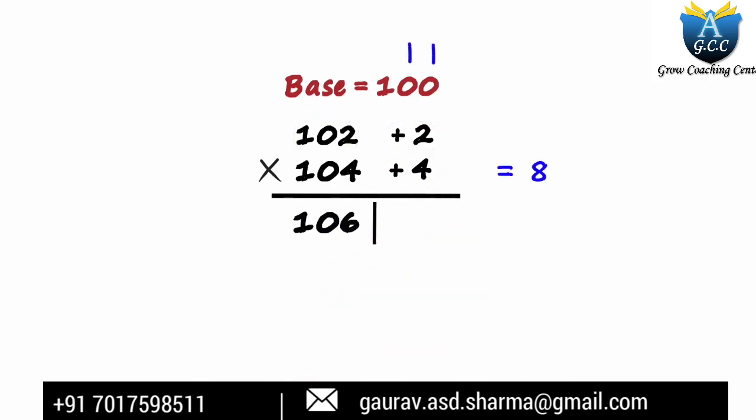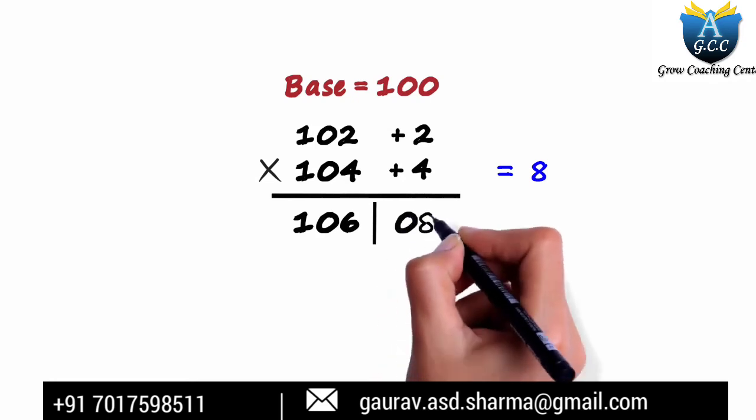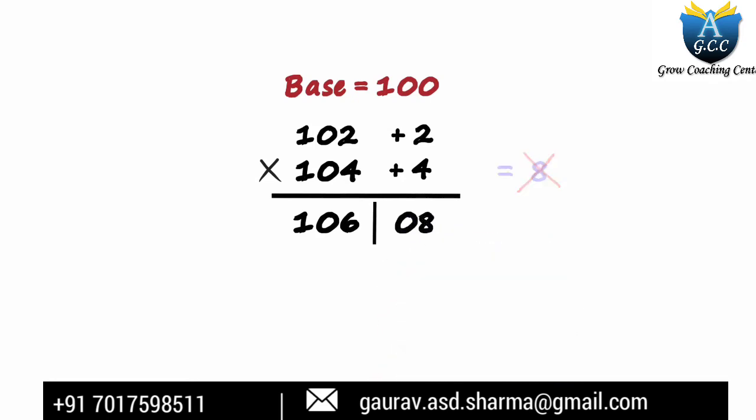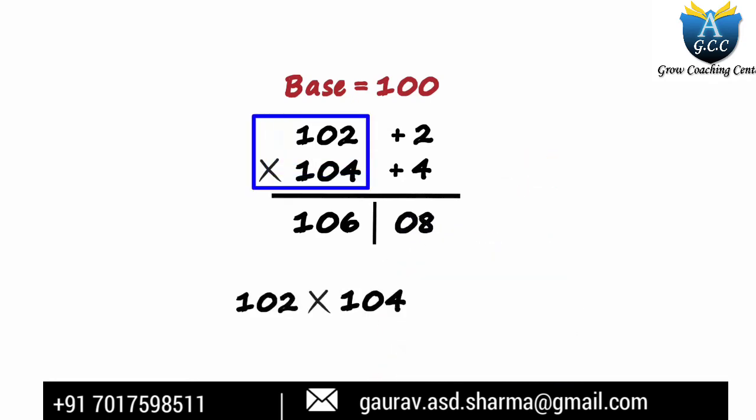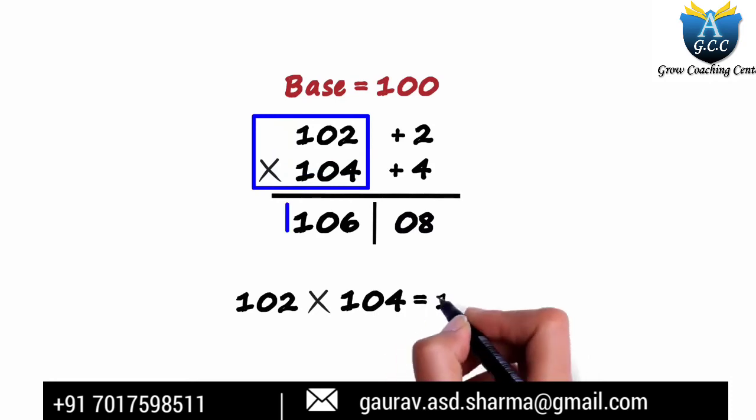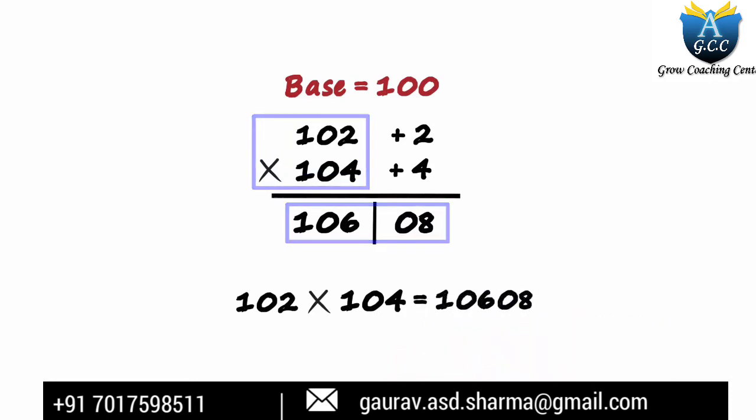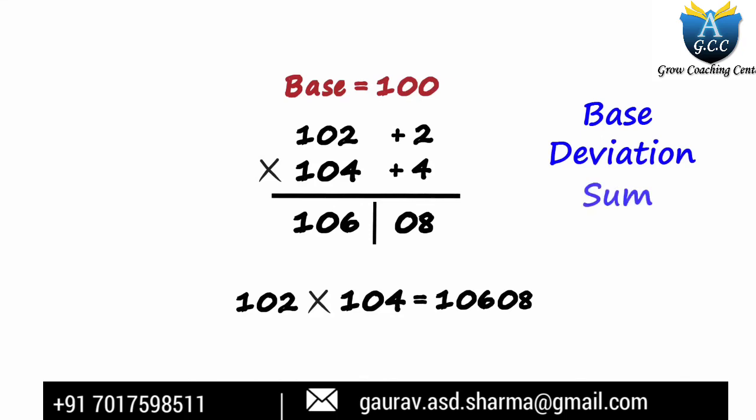But wait, as there are 2 zeros in the base, the number of digits on the right will be 2. So we write 08 and not 8. 102 times 104 will equal 10,608. You have to realize how simple this technique is. Just 4 simple steps. Base, deviations, sum and product. That's it. Why don't you try another one?